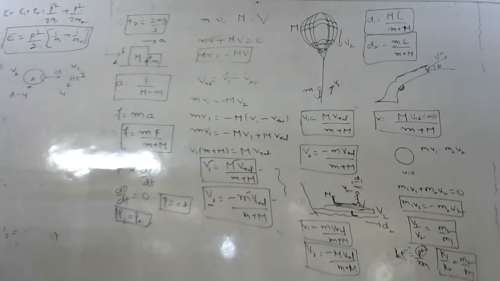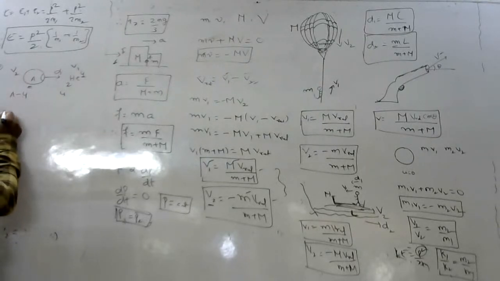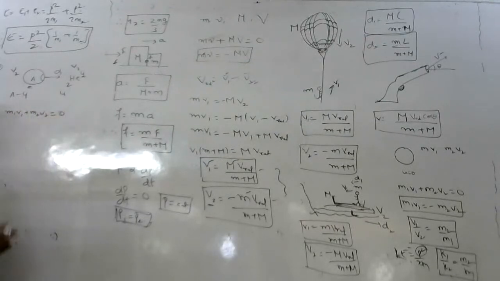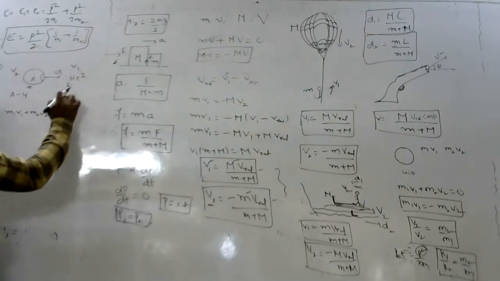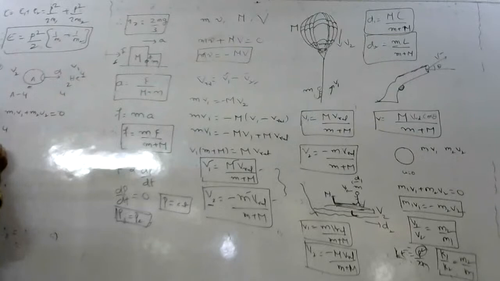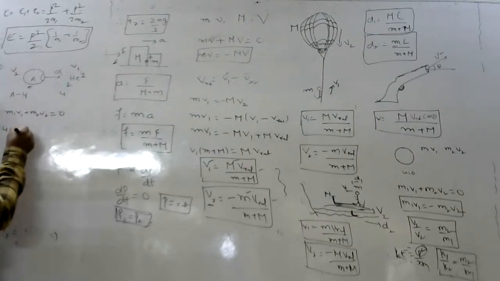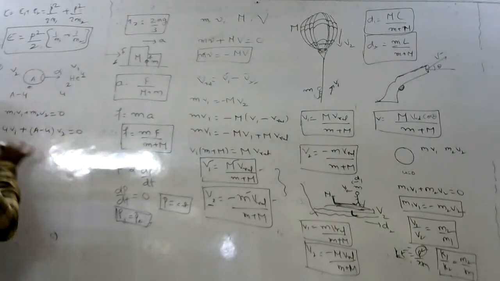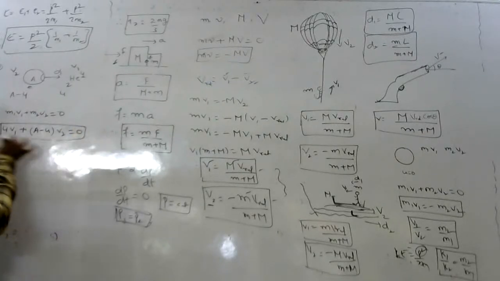Initially the nucleus is at rest, which means the initial momentum is equal to 0. That's why the final momentum is also 0. So from the equation, m1 v1 plus m2 v2 is equal to 0. Here m1 means the alpha particle. The mass of the alpha particle is 4, so 4 v1 plus m2, which is A minus 4, with velocity v2, is equal to 0. So this is also an important application.